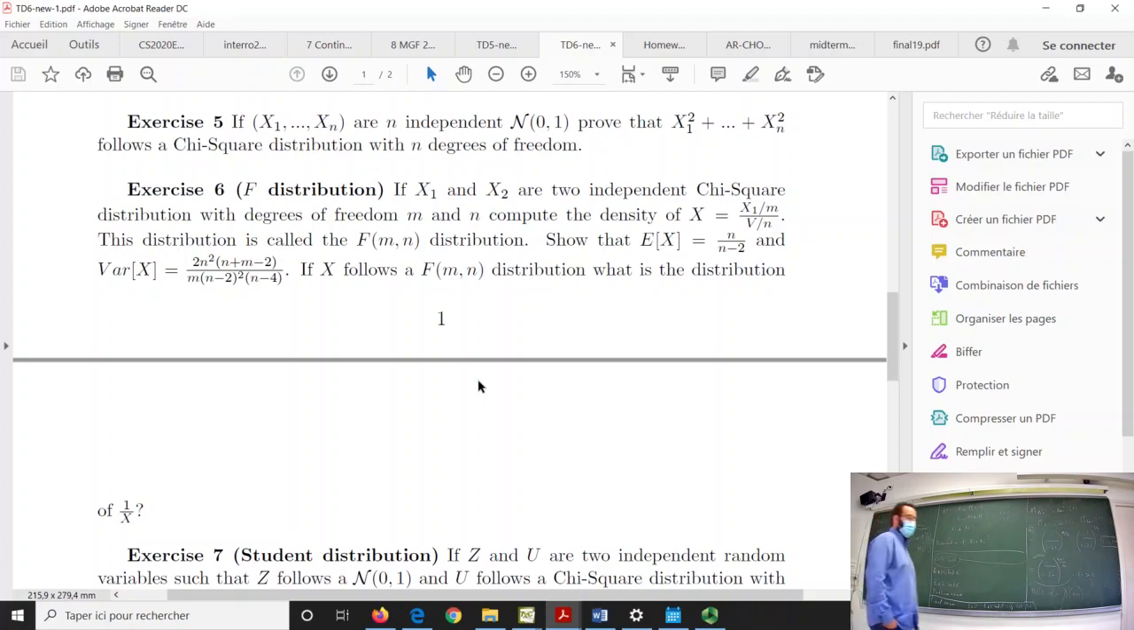So from now on, an equivalent way to have a look at the chi-square of parameter n is just to see this distribution as the distribution of the sum of the squares of n independent N(0,1). So if you have understood what I have said, a little remark concerning this exercise.